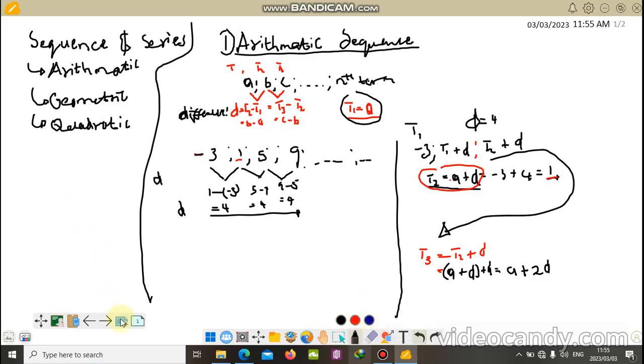Okay, so term 1, term 2, and term 3. Yeah? We're only doing 3, but I'm just doing it to explain. So term 1 is what? Term 1 is A. Term 2 is what? Term 2 is A plus D, and term 3 is what?